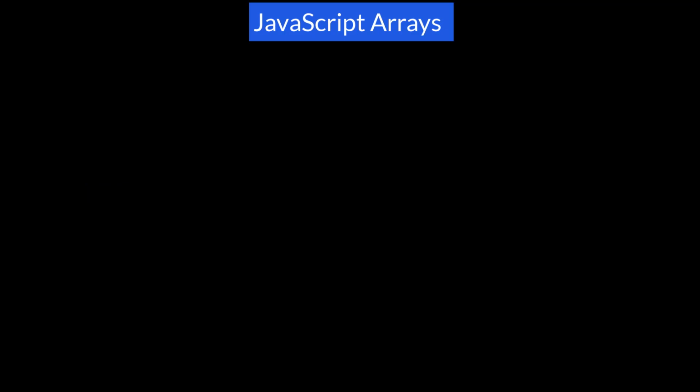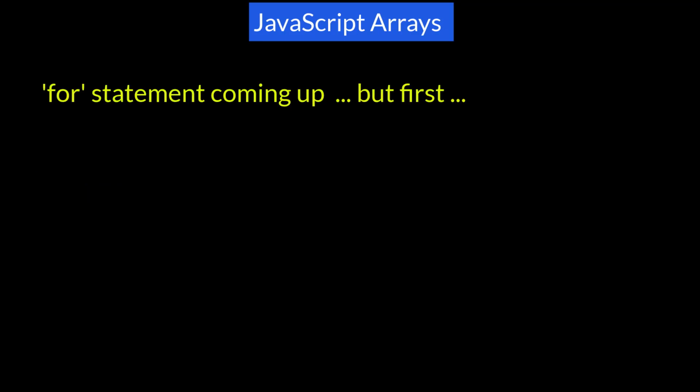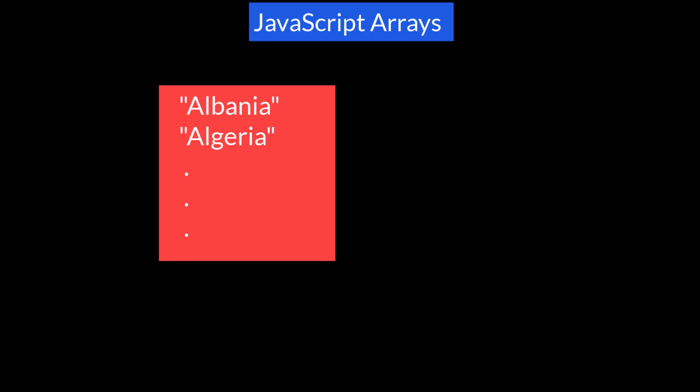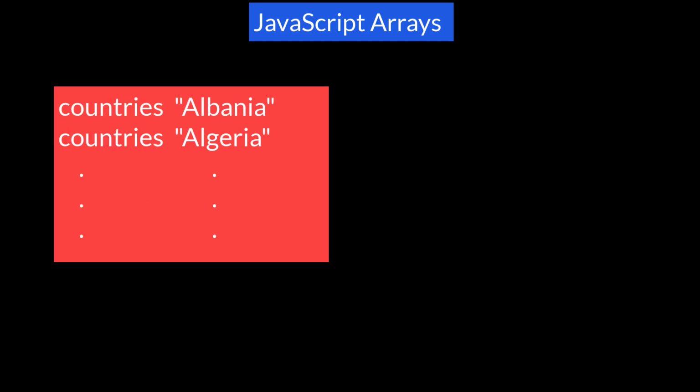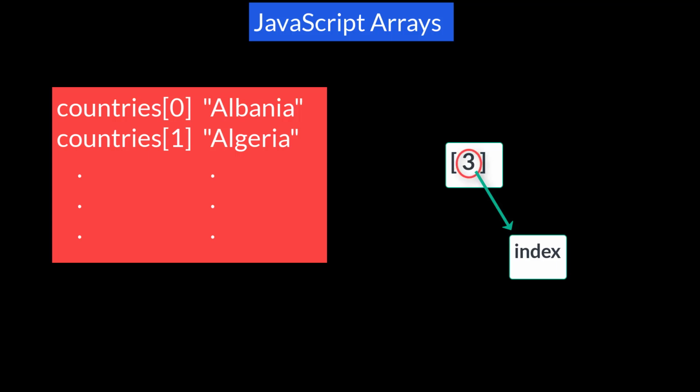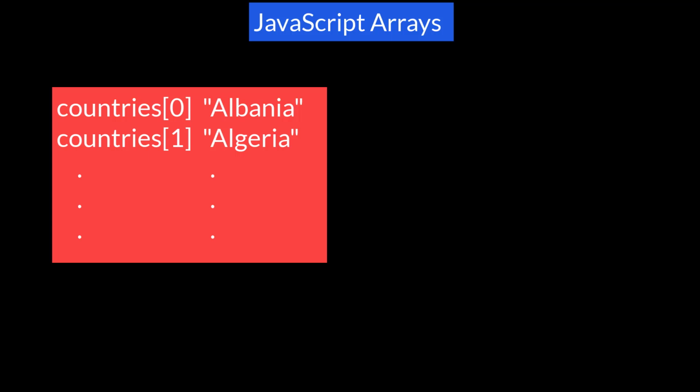JavaScript arrays. We'll get to the for statement shortly. But first, we need to introduce the concept of arrays. An array is a collection of values, a set of values. In JavaScript, an array has a name which you make up. And to reference a particular item in the array, you specify the name of the array followed by an integer in brackets. For example, countries[1]. The value in the brackets is called an index. Indexes are zero-based. That is, the first item in the list is item numbered 0.